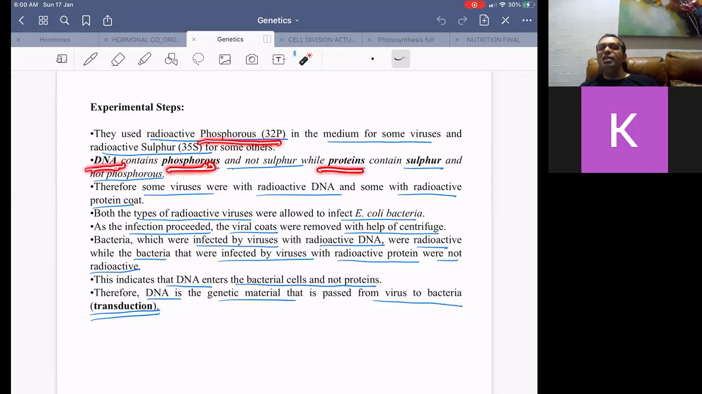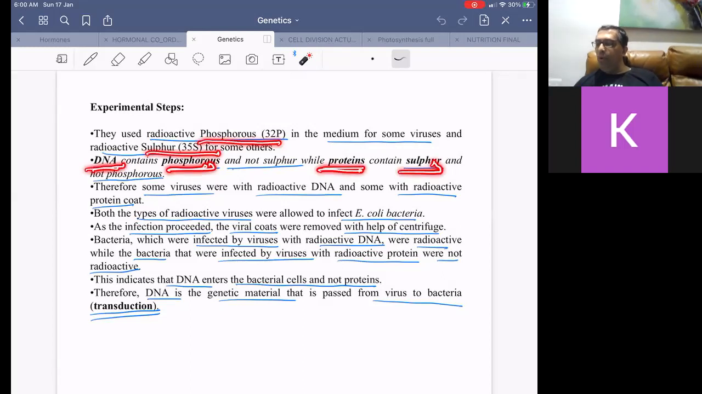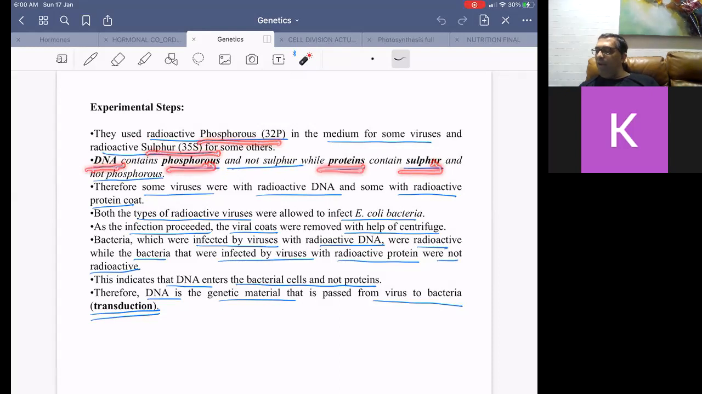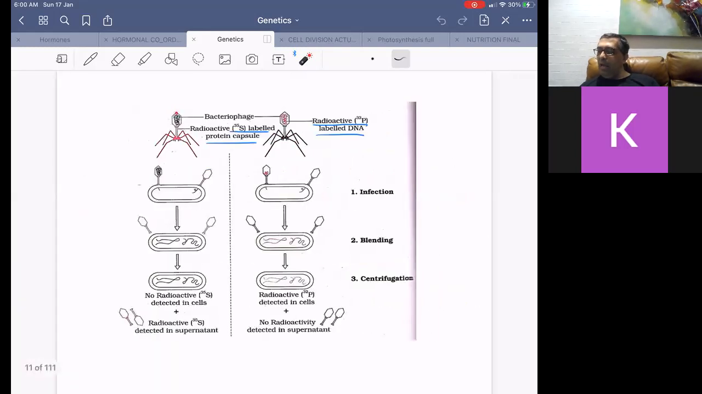And when proteins are used, proteins are not a part of DNA. Proteins contain sulfur. You have heard that proteins are connected by disulfide bonds. You have read this in biomolecules. So sulfur S35 will become a part of the proteins, and some viruses were with radioactive DNA and some with radioactive protein coat.